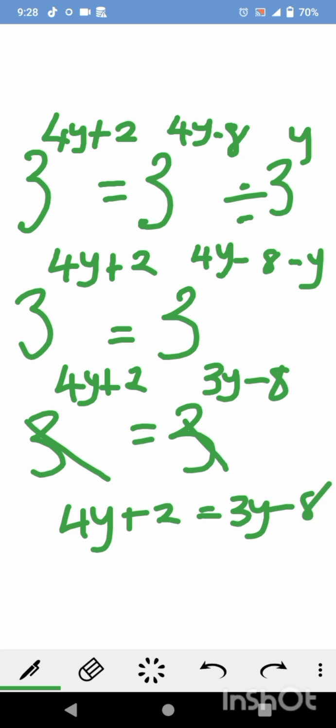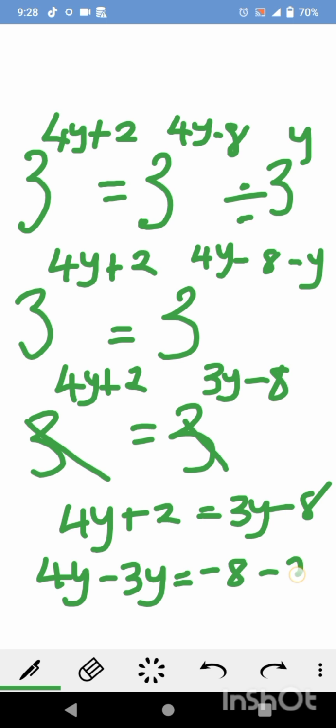If you collect like terms very well, you have 4y minus 3y equals minus 8 minus 2. Therefore, our y will surely be equal to minus 10. Alright, so that's the answer. That's how you solve that problem for y.